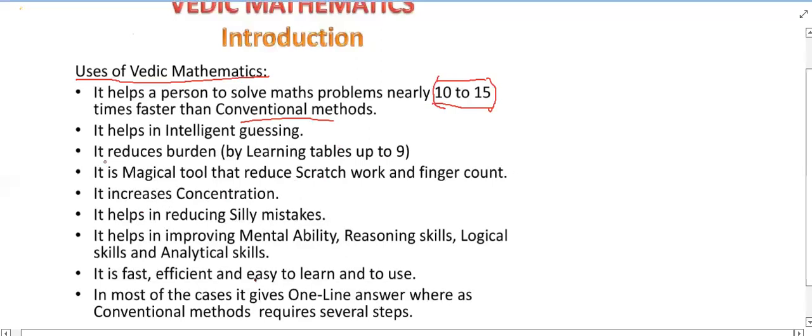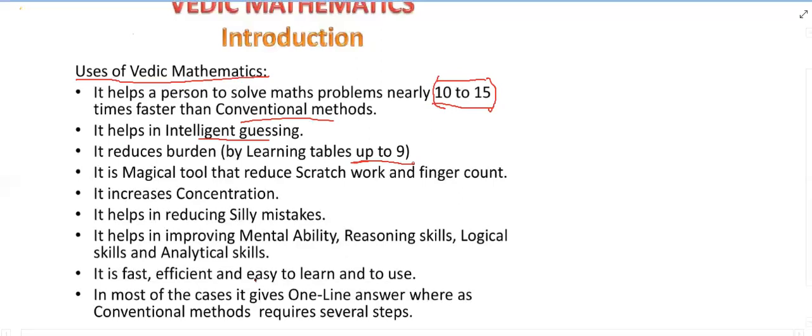Okay. Next, it helps in intelligent guessing. So if you practice these Vedic techniques, it helps in intelligent guessing. So these things will be known earlier. Next, it reduces burden by learning tables up to 9. If you know tables up to 9, that is enough to solve big questions also. Big questions, suppose a 3-digit number into a 3-digit number. In that case also, tables up to 9 are enough.